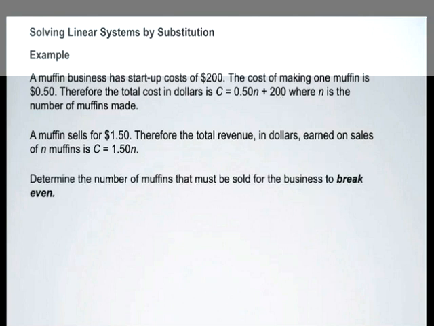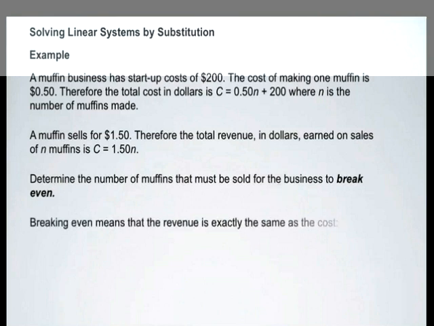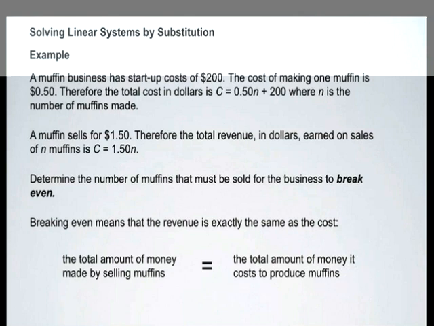So what we want to do is determine the number of muffins the business needs to sell in order to break even. And what we mean by break even is that the revenue is exactly the same as the cost of making the muffins. So we want to sell a number of muffins that is equal to the cost it took to produce that number of muffins. In other words, we're not going to make any money and we're not going to lose any money at the break-even point. So that means that the total amount of money made by selling muffins is equal to the total amount of money it costs to produce the muffins. And so that's our break-even point.